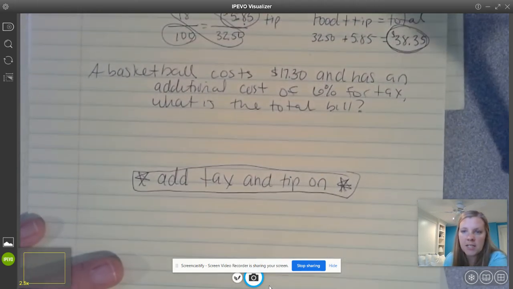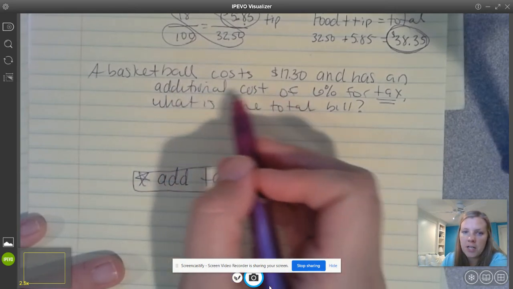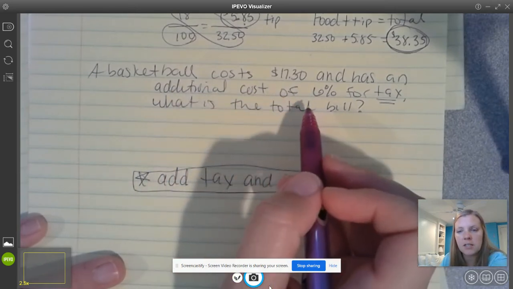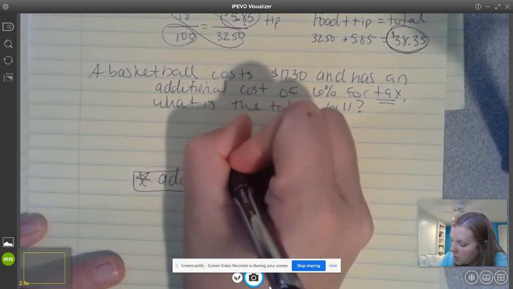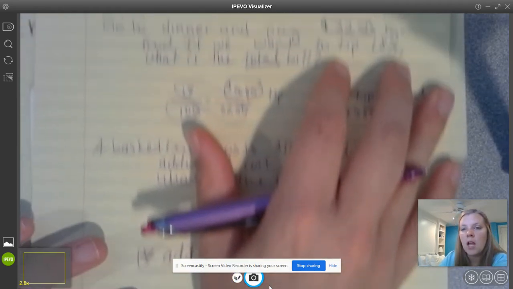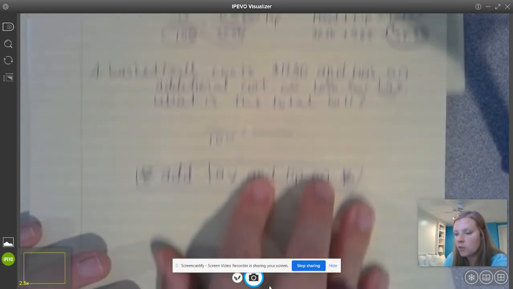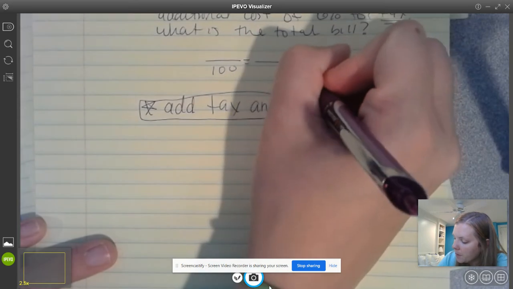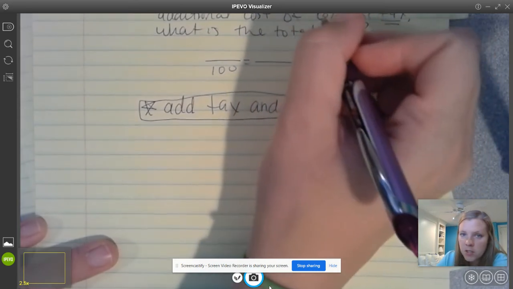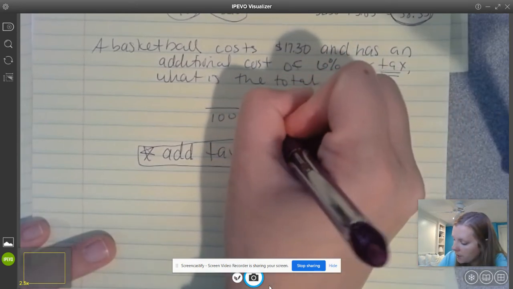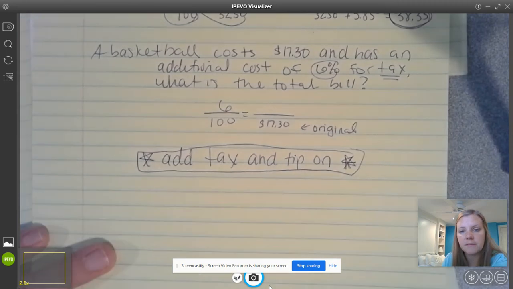This next question is a tax question. A basketball costs $17.30 and has an additional cost of a 6% sales tax. What's the total bill? Again, the question is asking for the total. And so some students get confused that the total is the whole, and it is unfortunately not. This bottom number is the original price. So the original price is $17.30. And my tax is 6%.